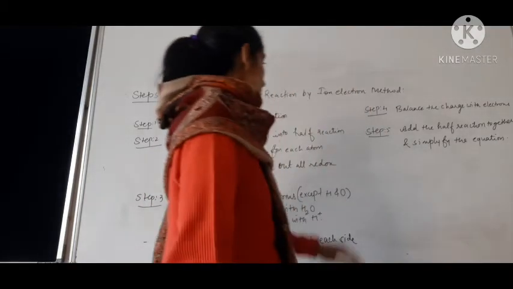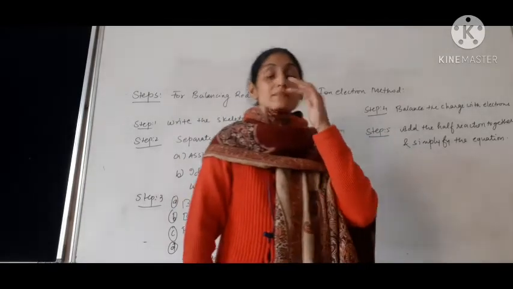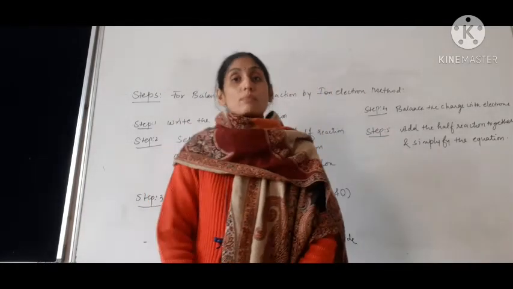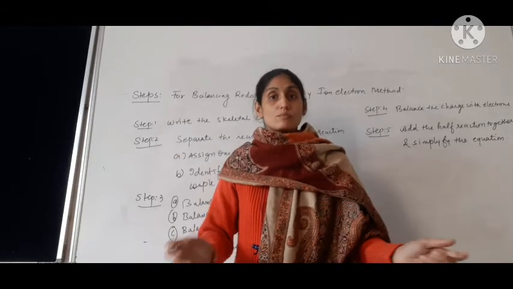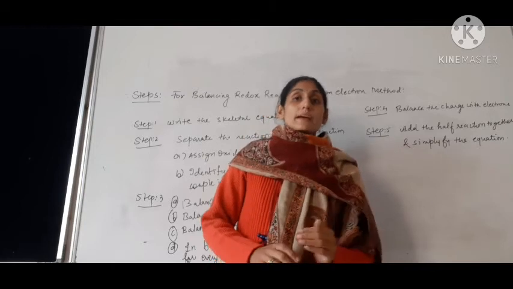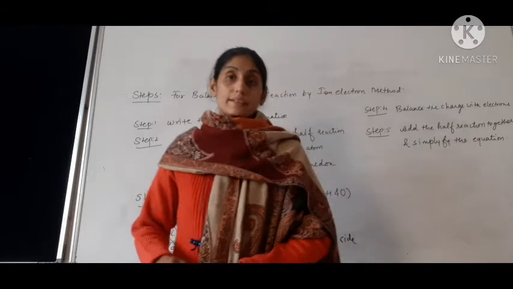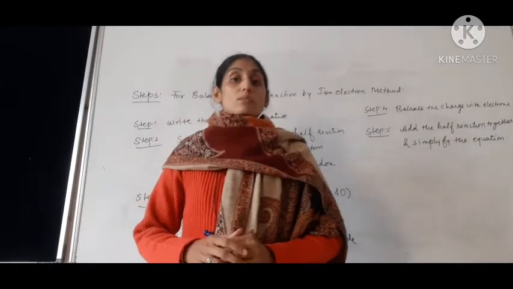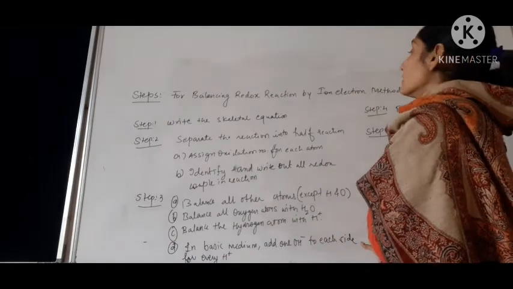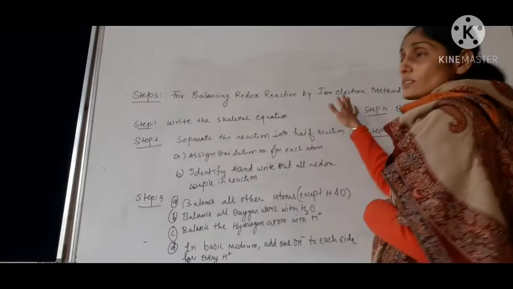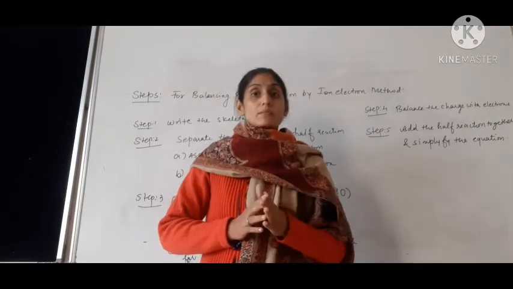So the very next step is to add the half reactions together and simplify the equation by cancelling the electrons, and by cancelling the water molecules if the water molecules are equal. अगर कम है तो whatever the larger number is, from that particular side we write the water molecules. So this is about the steps for balancing the redox reaction by the ion electron method, or half reaction method. Now let us see examples.